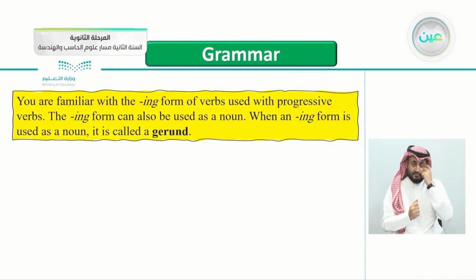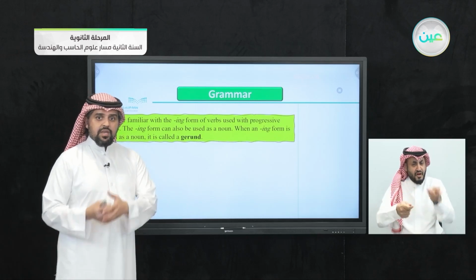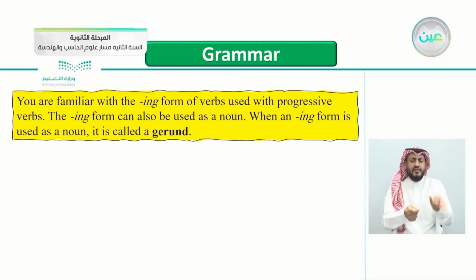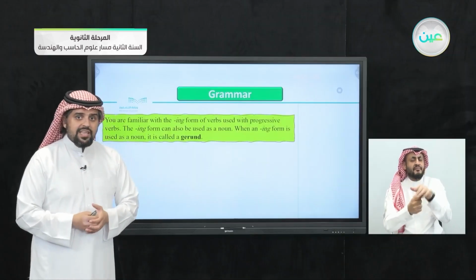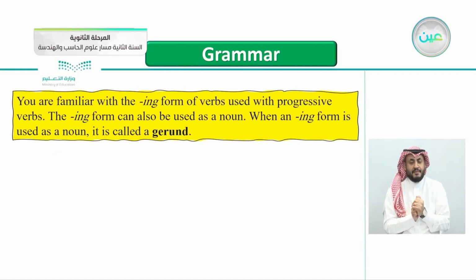So you are familiar with the ing form of verbs used with the progressive. Of course, you know the progressive. We use ing with the progressive: I'm going, I'm sleeping, and so on. So the ing form can also be used as a noun. When an ing form is used as a noun, it is called a gerund. So there's another use of the ing form that acts as a noun, and we call it a gerund.